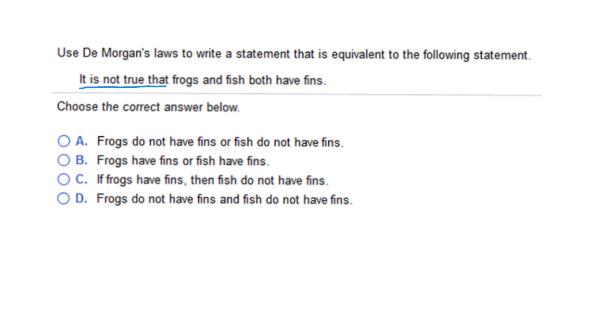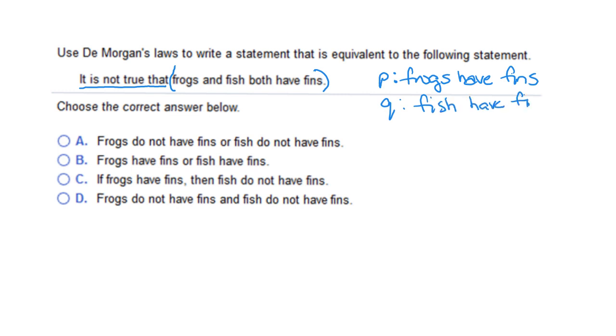What you want to think about is we have parentheses right here. Frogs and fish have fins. So my P statement would be frogs have fins. My Q statement would be fish have fins. And let me just write that out so you'll remember to keep your simple statements. P: frogs have fins. And my Q: fish have fins.